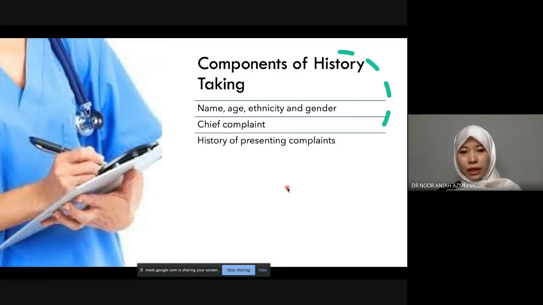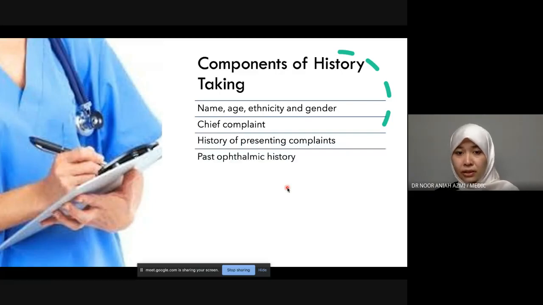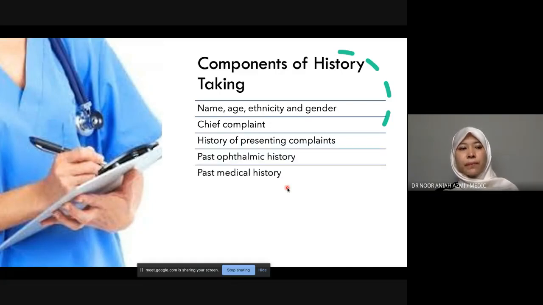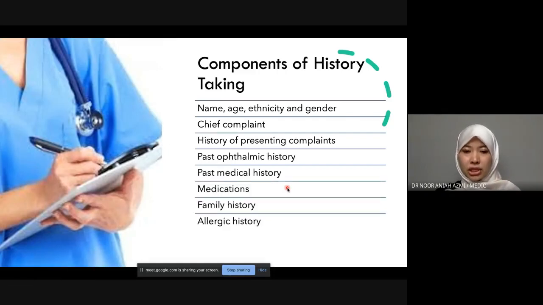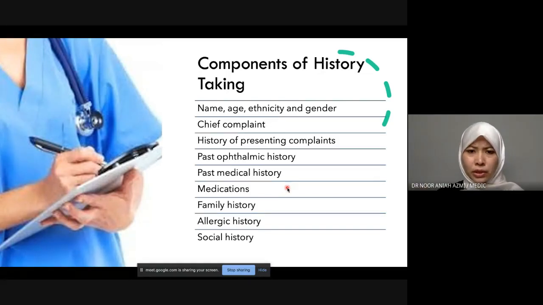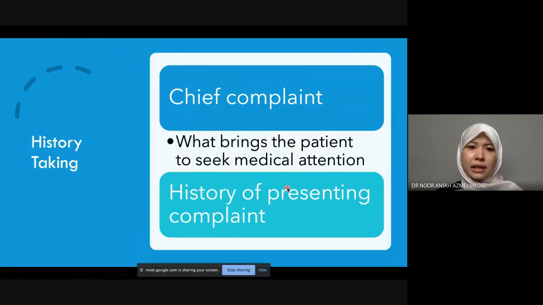So, what is the chief complaint? And then we also have to ask about the history of the presenting complaint, the past ophthalmic history, the past medical history, the medication, the family history, the allergic history, and also the social history. All of this is pretty much the same as in your medical posting and your surgical posting. But what I want to highlight here is the chief complaint. You must know what brings the patient to seek medical attention. There must be a reason why the patient suddenly wants to see a doctor. That is the chief complaint.